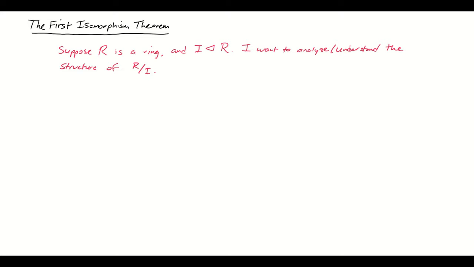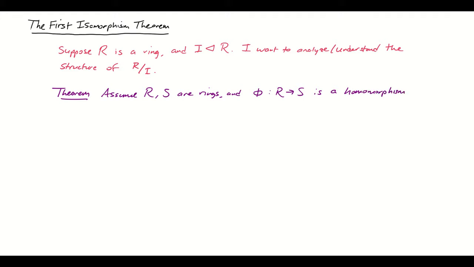The first isomorphism theorem gives me a nice and straightforward way to understand this structure if I can realize this ideal as the kernel of a homomorphism from R to some other ring. So here's the theorem. Assume R and S are rings, and let's assume that phi from R to S is a homomorphism, not necessarily an isomorphism, just a homomorphism. So it preserves addition, preserves multiplication.